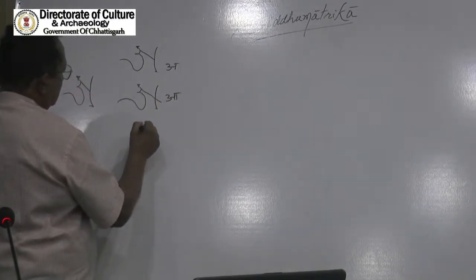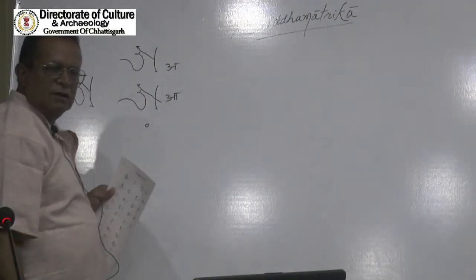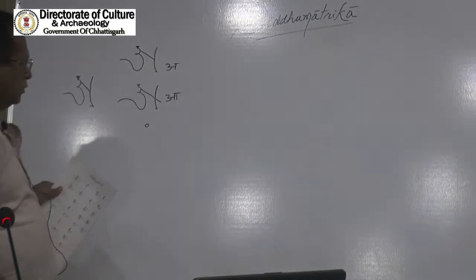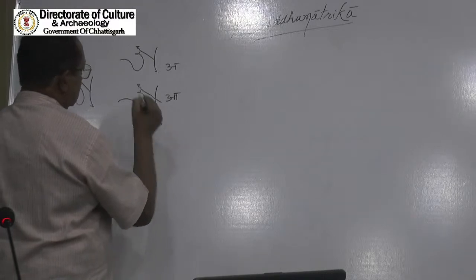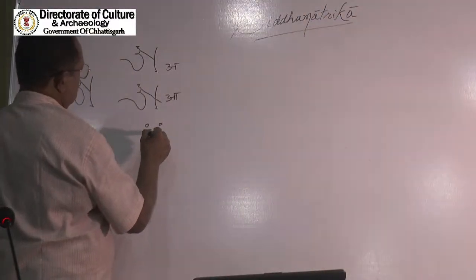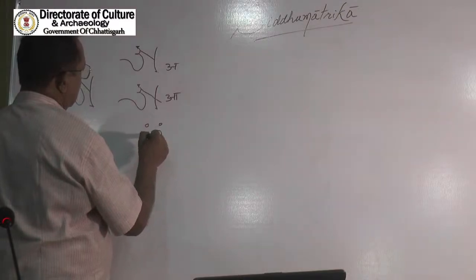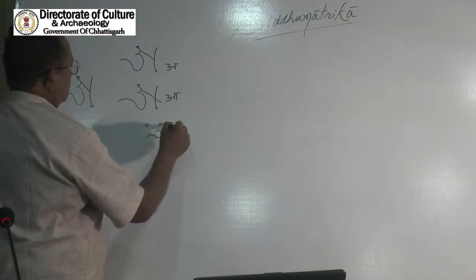And E, which is written here, continues till the Pratihara, Paramara, Chandela. Till the 12th century you come across this form in Nagari inscriptions, one like this and a stroke. So this is vowel E.